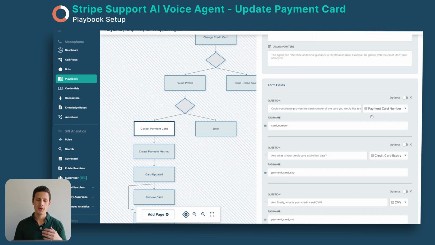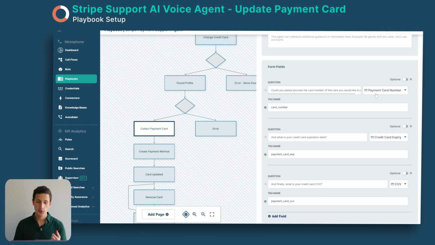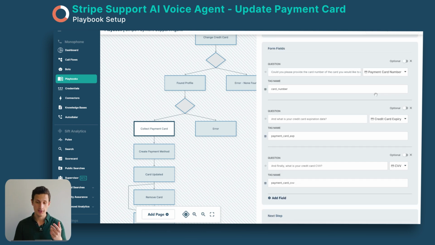And here you can see we are collecting very specific information. We can choose the payment types, which we have in Gridspace. We have payment card number, credit card expiry date, and CVV. So the information collected is correct and in the correct format. And then we're saving this into these tags.